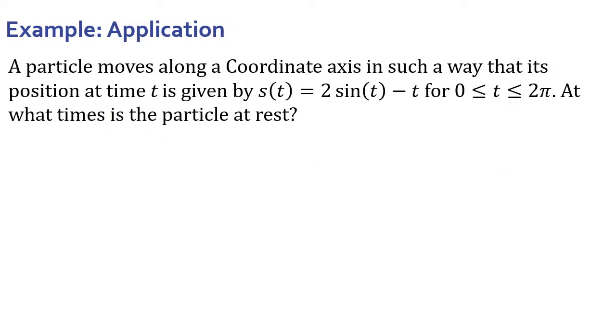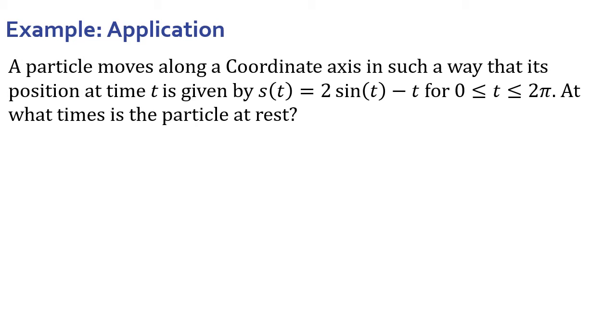Let's look at an application that involves trig functions. A particle moves along a coordinate axis in such a way that its position at time t is given by s of t equals 2 times the sine of t minus t, for t greater than or equal to 0 and less than or equal to 2 pi. At what times is the particle at rest?